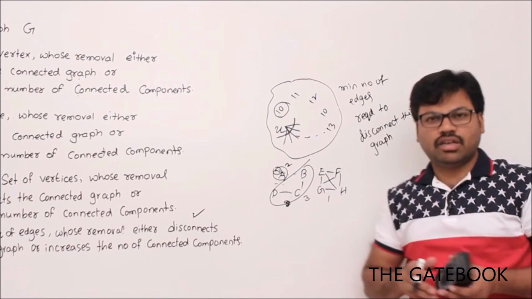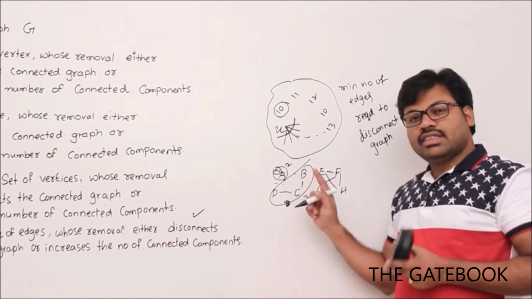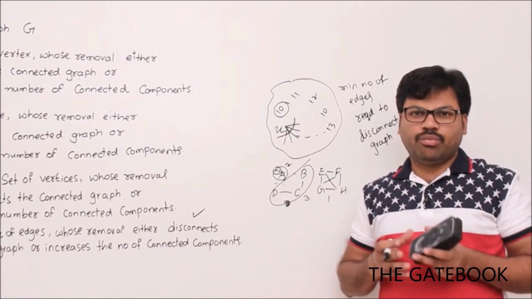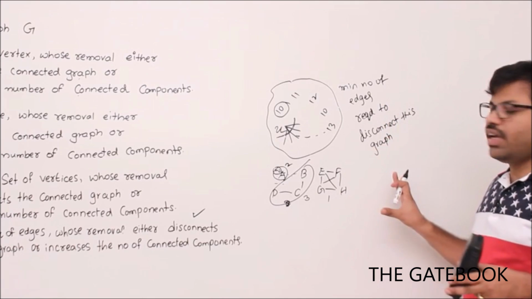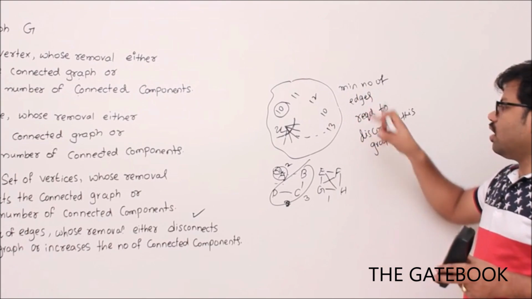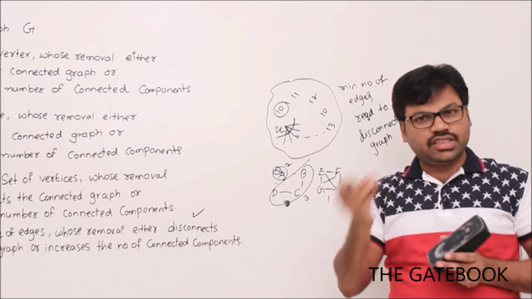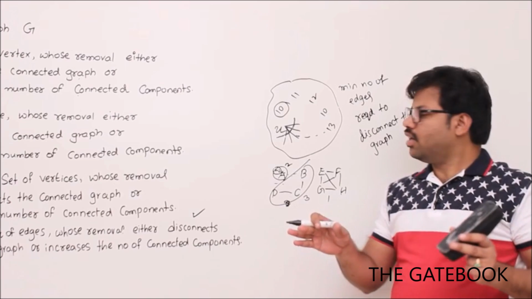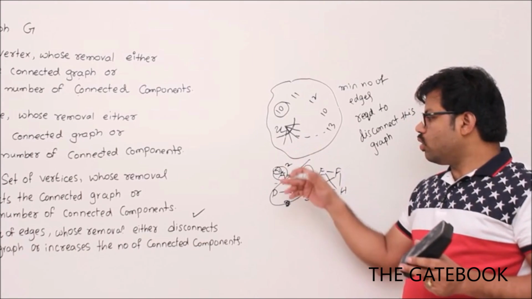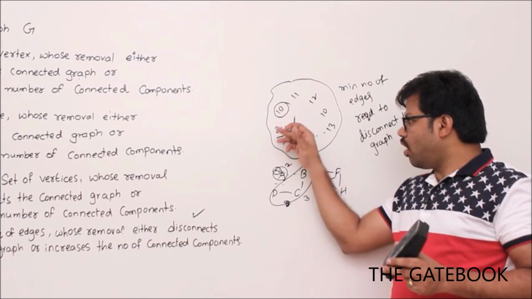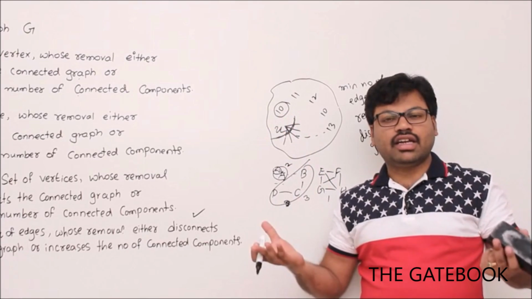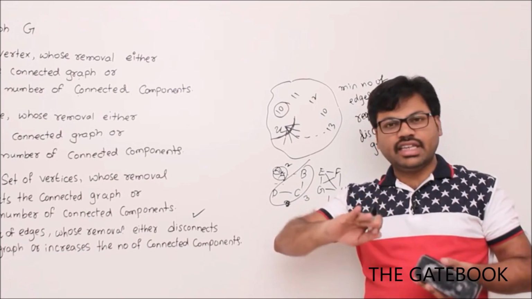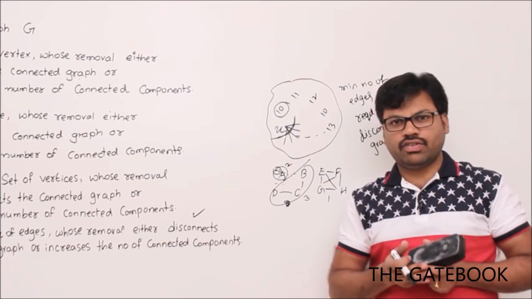You understand? That means I can disconnect the graph in a better way. Otherwise, I can increase the number of connected components. So what I want to finally convey is, by removing the minimum degree number of edges from the graph, I can disconnect any graph. Understand? So the method is also very simple. Go to the corresponding minimum degree vertex and remove all its corresponding edges. Then the graph will be disconnected. Correct? Otherwise, the number of connected components will increase if it's already a disconnected graph.